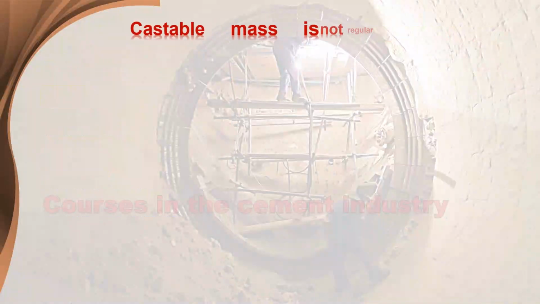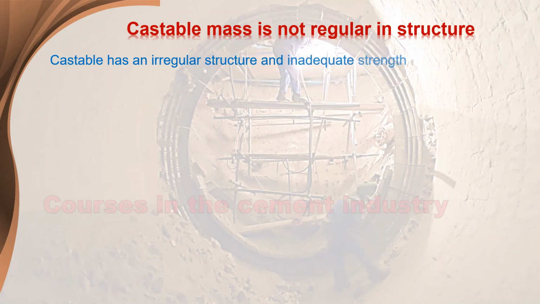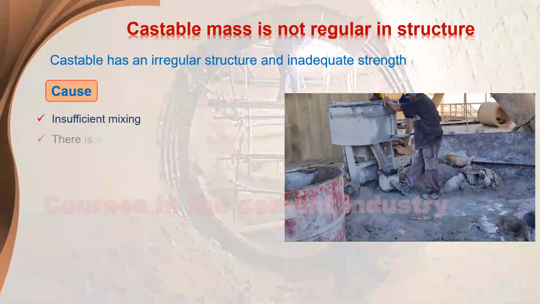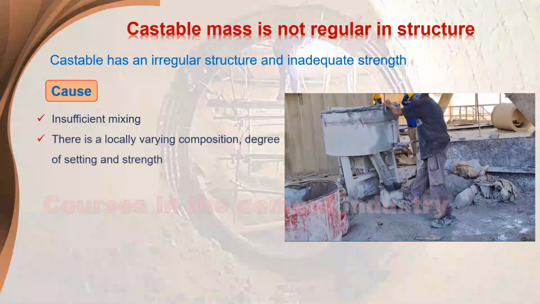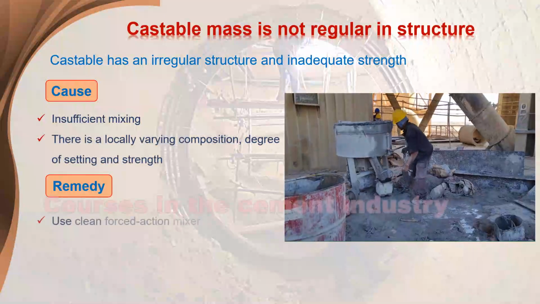Castable mass is not regular in structure. Castable has an irregular structure and inadequate strength. Cause: 1. Insufficient mixing. 2. There is a locally varying composition, degree of setting and strength. Remedy: use a clean forced action mixer.